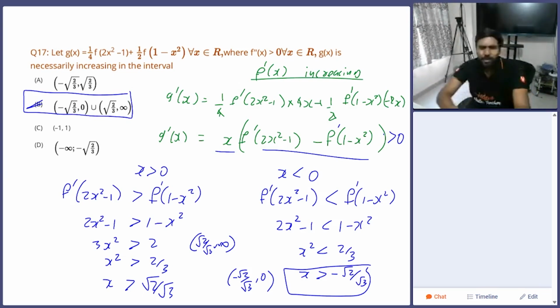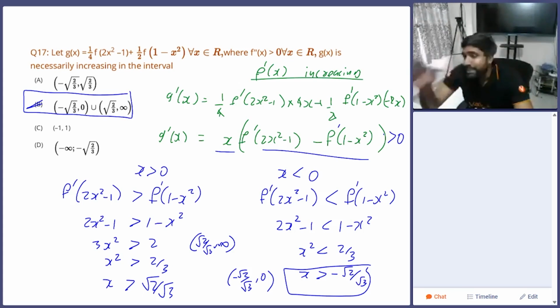Okay? A little bit more than the previous one, as there was an extra x. You have to take cases and think about it, not just the f dash part, whether that's positive or negative. Now you have to take the cases where x is positive and where x is negative as well.